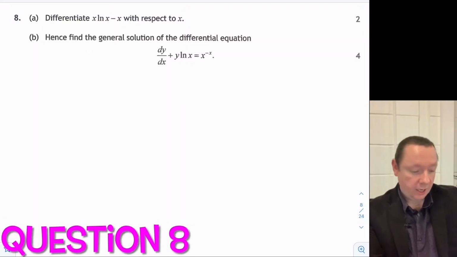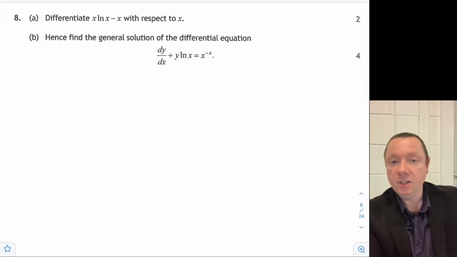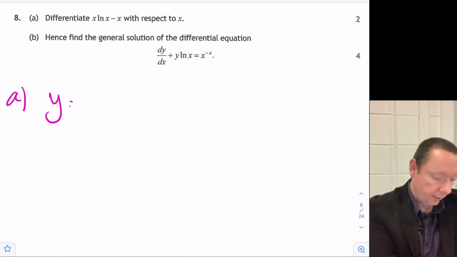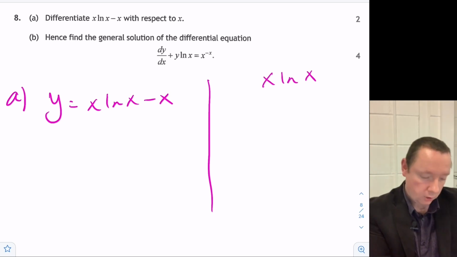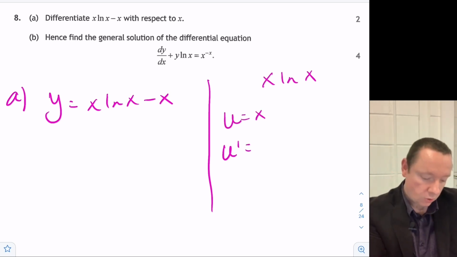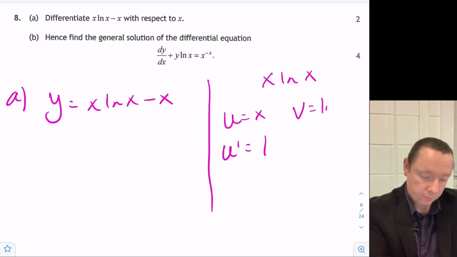Question 8: differentiate x log x minus x with respect to x, and then part B, find the general solution to this differential equation. So part A, let's say y equals x log x minus x, and we're going to use the product rule on x log x. So we've got u is equal to x, we've got u dash is 1, and then v is log x, of course, which means v dash is 1 over x.